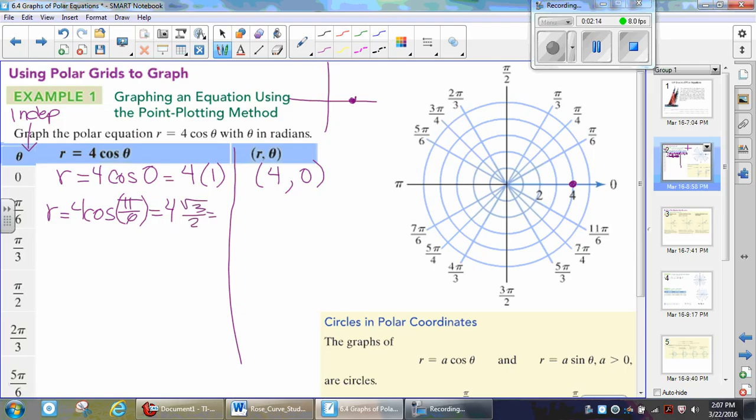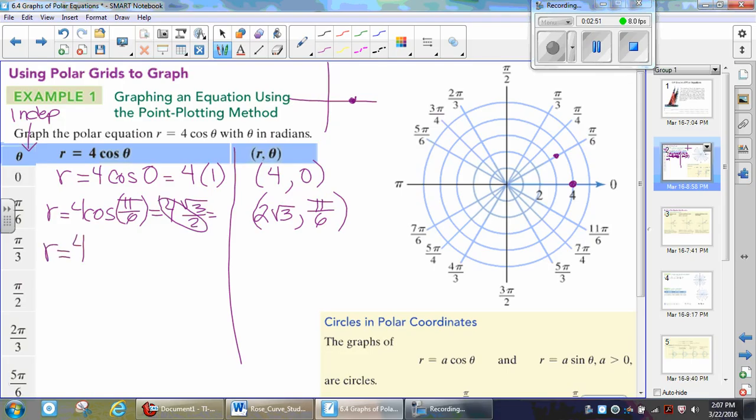So that will give me 4 divided by 2 gives me 2, right? So that will be 2 times the square root of 3, comma, and then theta is pi over 6. So then I'm going to go ahead and plot that point here. So pi over 6. And can someone do on the calculator, give me an approximation of 2 times the square root of 3? 3.5. Thank you. So that will be 1, 2, 3, and then 0.5. So right here.